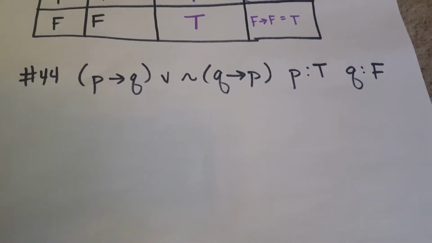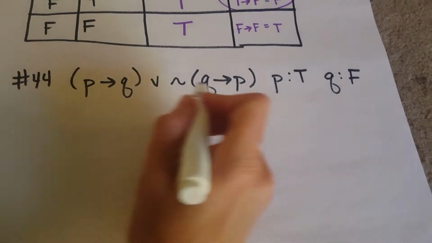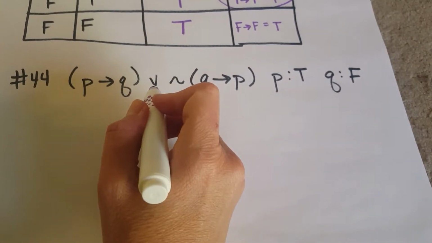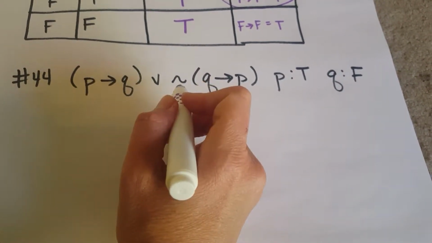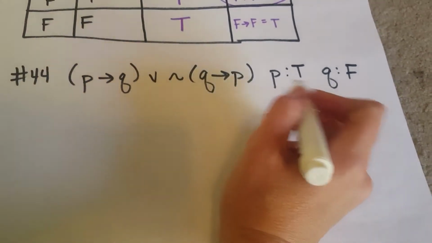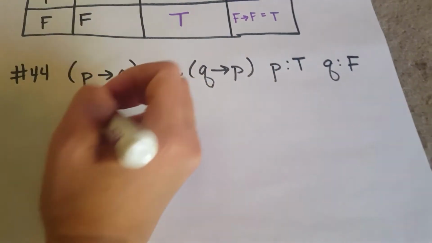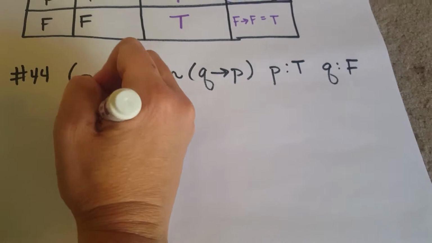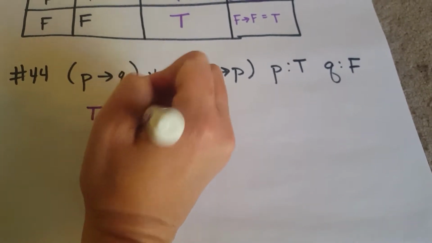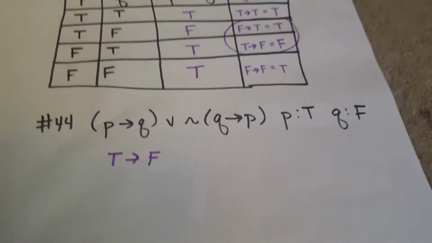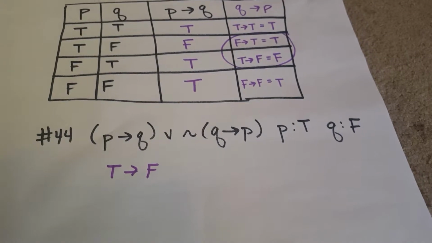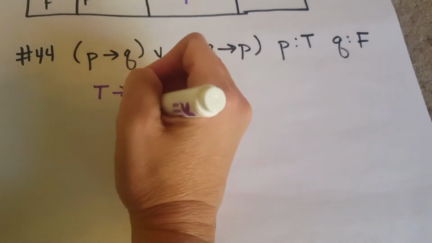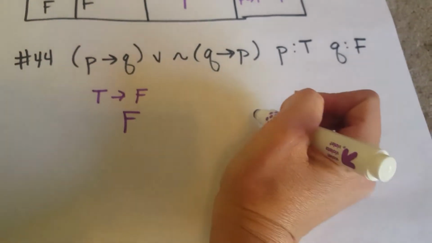All right, let's do question 44 from the book. Again, we have two conditionals. This time we are connecting them with a disjunction, the or. We also have the tilde. So let's be careful. Let's do each set of parentheses first. So the first set is true, then false. If we look up here, true, then false leads to a false. So that means that the overall value is false.